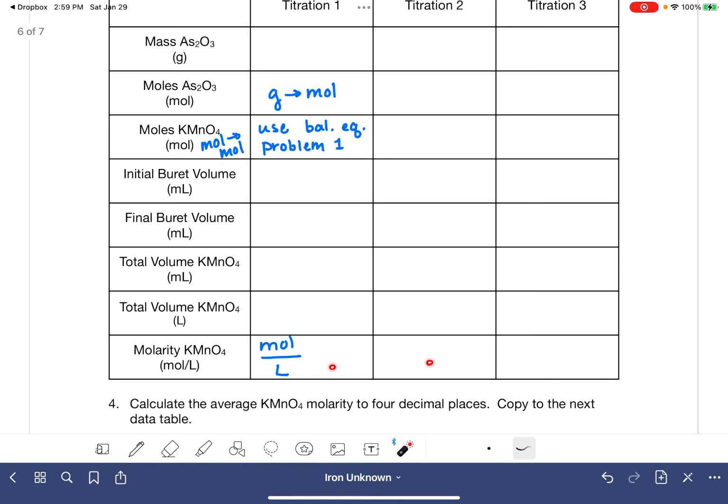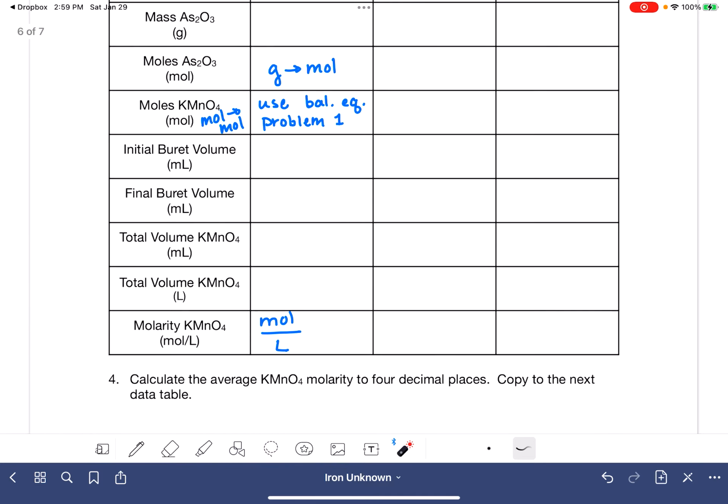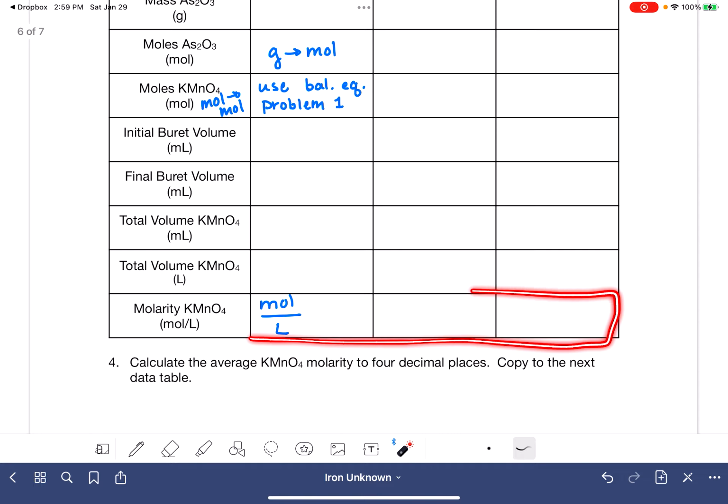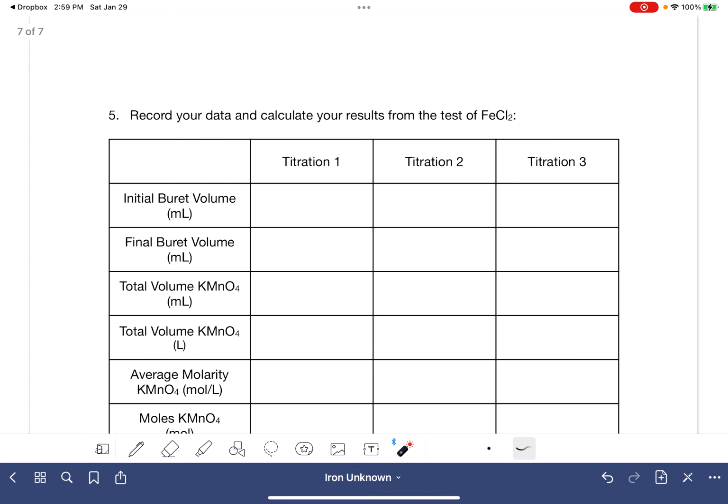You've got 3 trials. These 3 titrations should be pretty similar to each other in terms of the molarity that you calculate down here at the end. They might have different masses, which means that they would have different volumes, but at the end, your molarity values should all be pretty consistent. Down here, you're going to calculate the average molarity to 4 decimal places, and then you'll be copying that on the next data table.